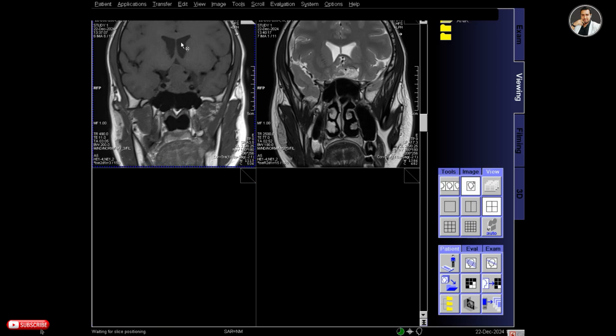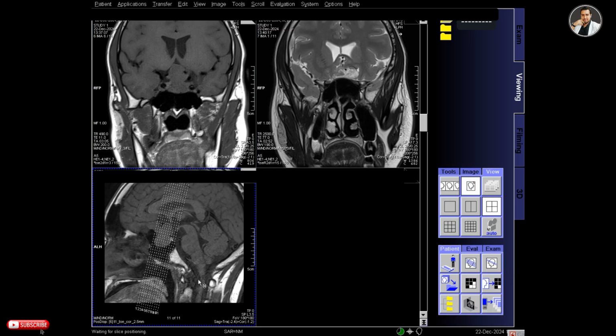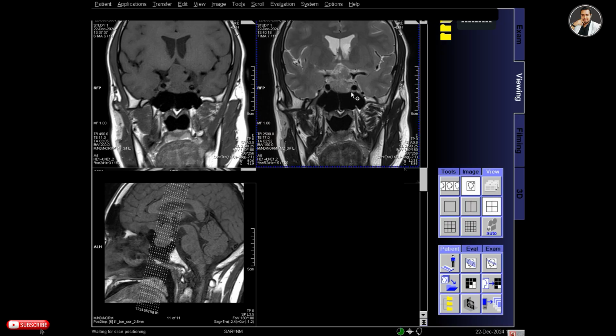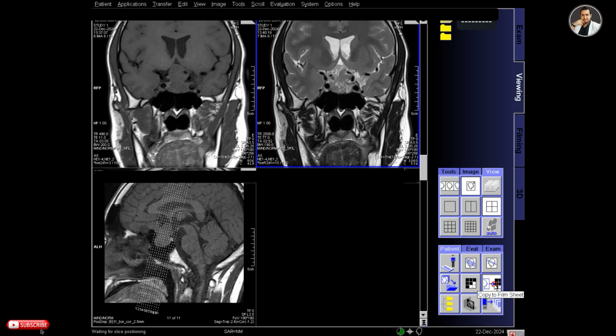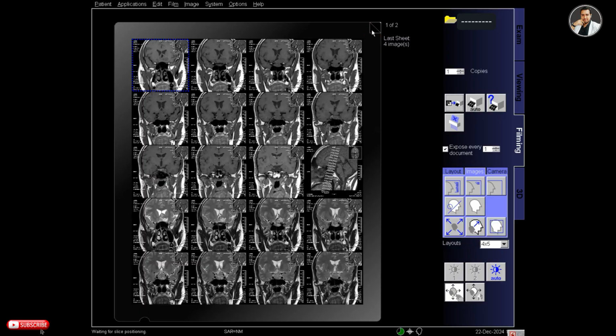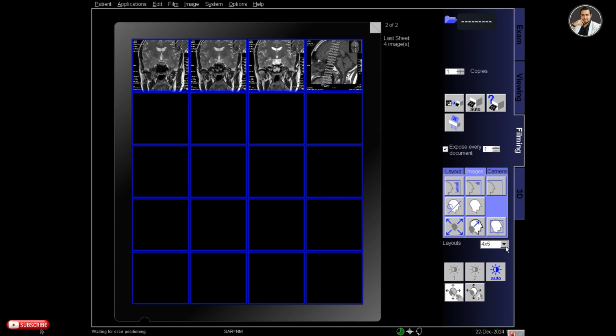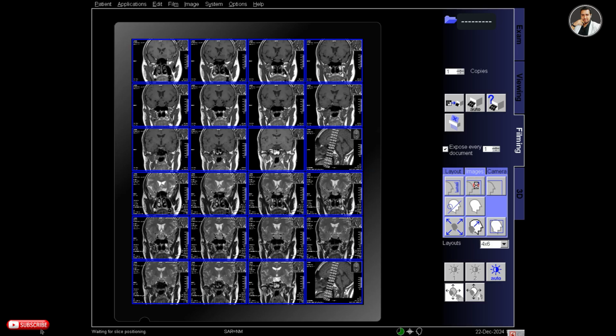So this is the T1 coronal and T2 coronal. I have to print. So select series and send to filming and find the reference image. This is the reference image, send it also to filming, and also send the T2 coronal image. Select series and send to filming and also the reference image. So total 24 images in this film, so I have to select the film layout 4:6. There are 2 reference images and 11 coronal images for each sequence.